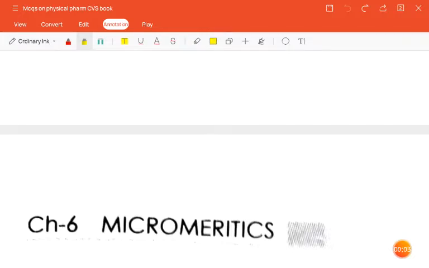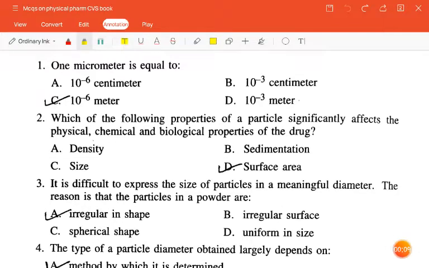In this video we are going to discuss MCQs on micromeritics. So let's begin. First question: 1 micrometer is equal to 10 raised to the power minus 6 centimeter, 10 raised to the power minus 3 centimeter, 10 raised to the power minus 6 centimeter, or 10 raised to the power minus 3 meter. So the correct answer is 10 raised to the power minus 6 meter.